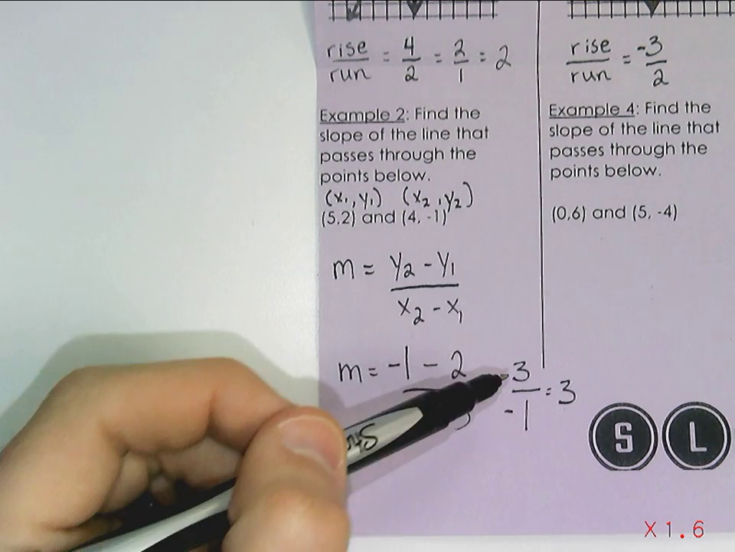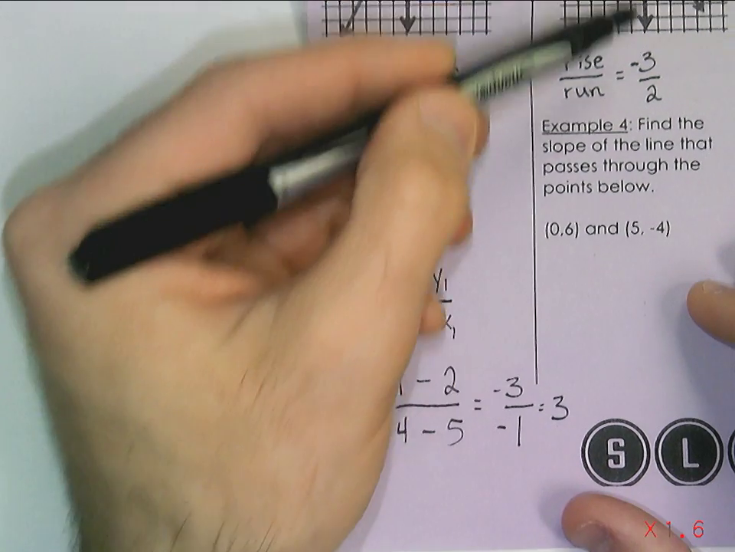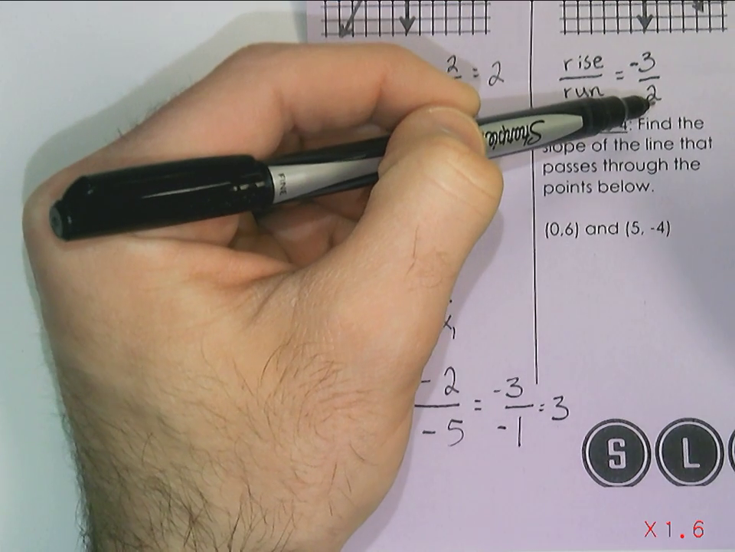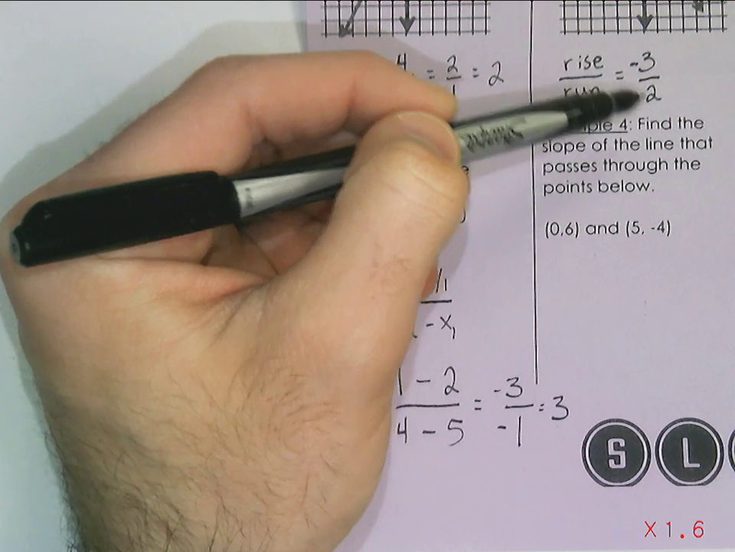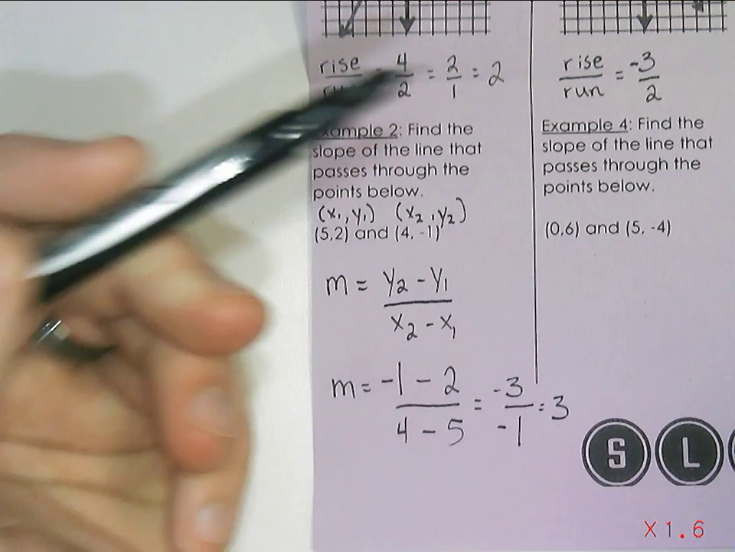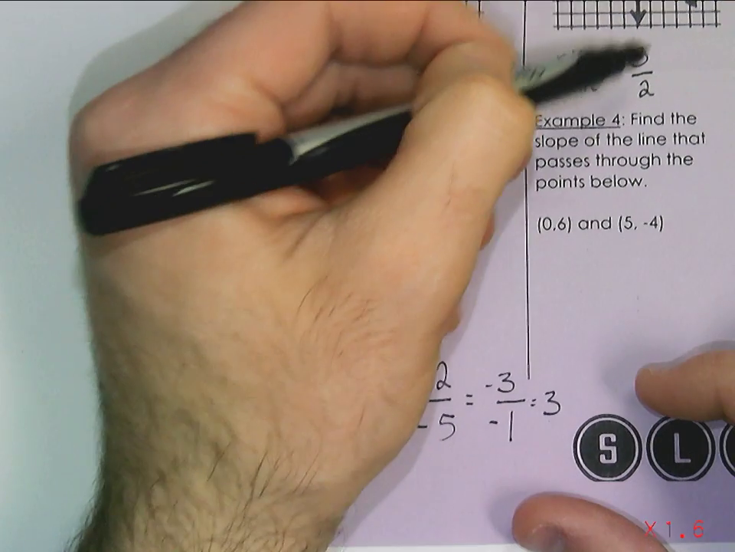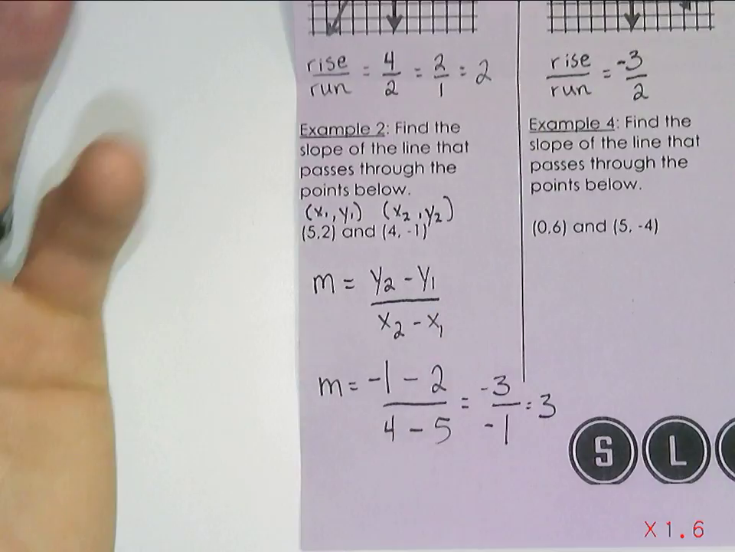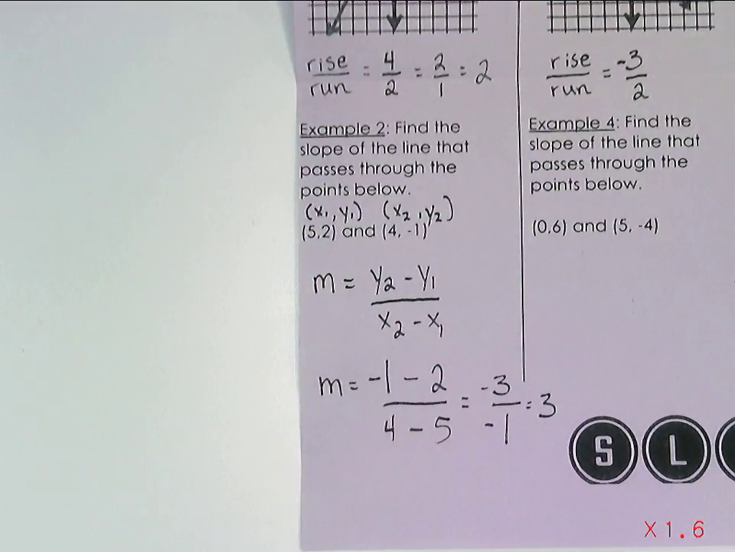Now if you ever end up with something like, let's say up here we have negative 3 over 2, don't write that in a decimal representation, especially when you're referring to slope. You want to keep your numbers and fractions in fraction form, because otherwise it would be really difficult to graph those lines.